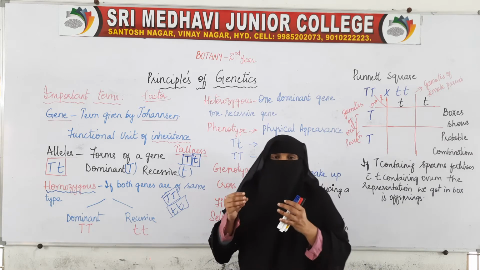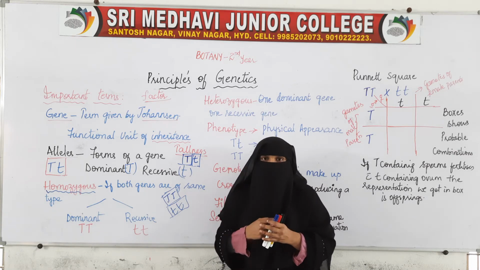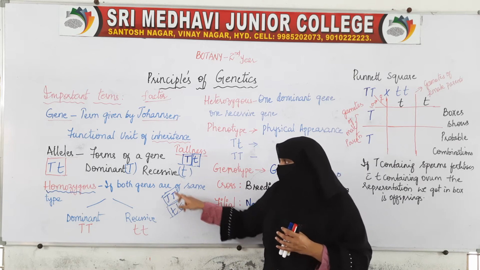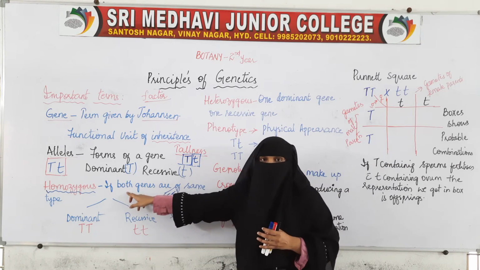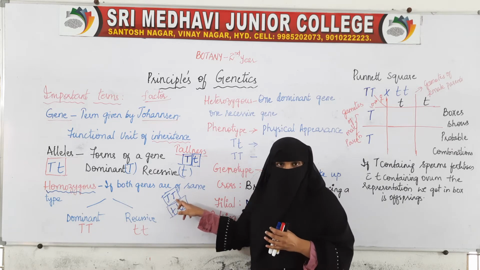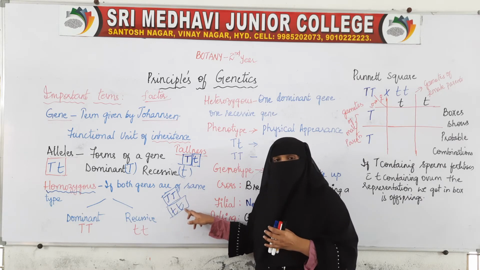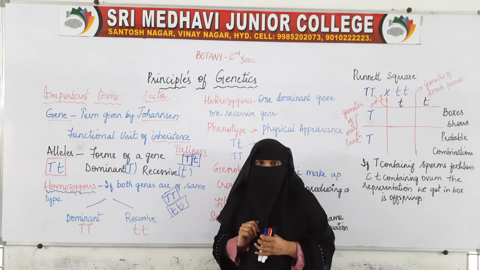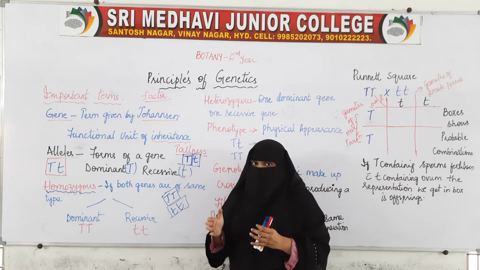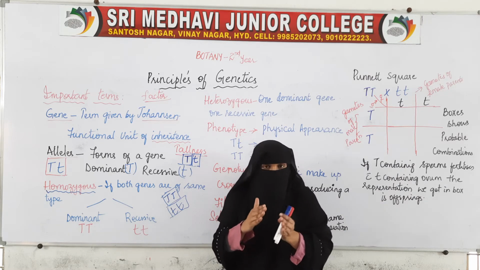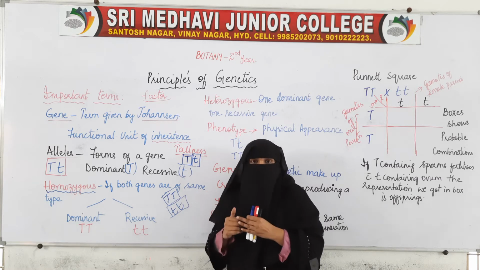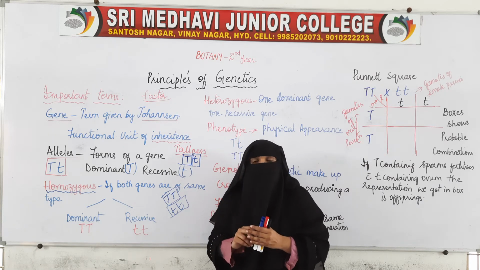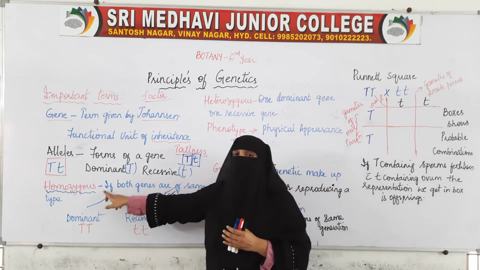For giving a character, there will be two units which are responsible. If both these two units are the same, then it is said to be the homozygous condition, whether it is both capital T or both small t. So homozygous means both the genes are the same. For the character height, both genes are capital T or both are small t. This condition is called homozygous.